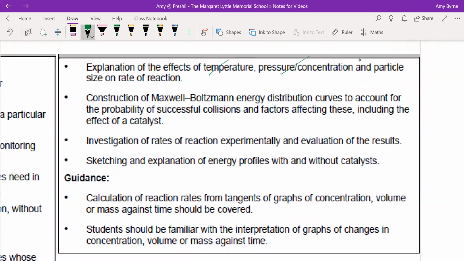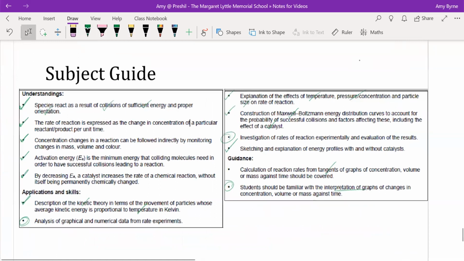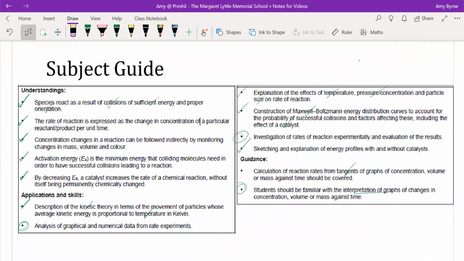We've talked about temperature, pressure, concentration, and particle size on rate of reaction. We looked at Maxwell-Boltzmann, including the effect of a catalyst. That's something you've done in the lab, and we sketched energy profiles. I talked about tangents and interpretation of graphs. That is a practice thing. Okay, so that is the end of our little summary lecture on the SL Kinetics course.